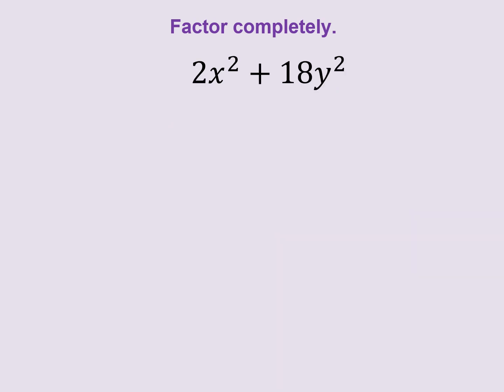All right, how about this one? Same question we ask every time. Anything in common? Oh, they do. They have a 2 in common. So I'm going to factor out a 2. Factor out a 2, I get x squared plus 9y squared.